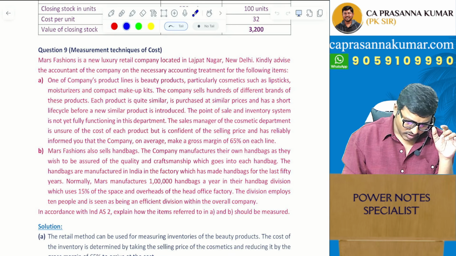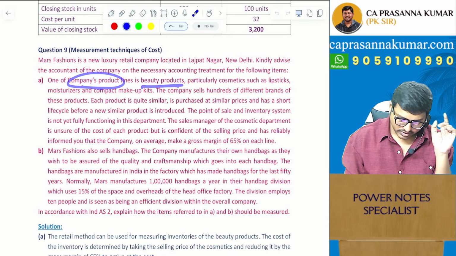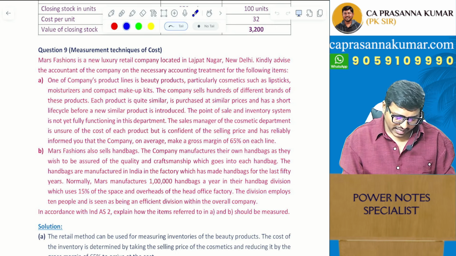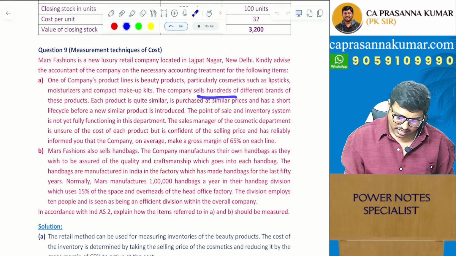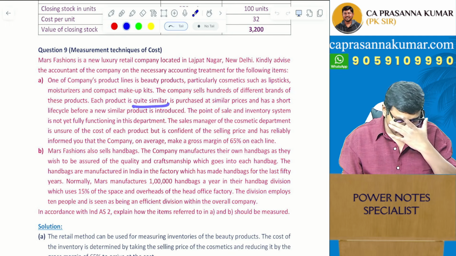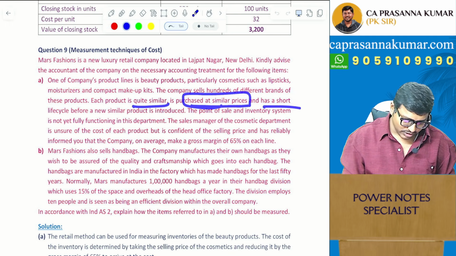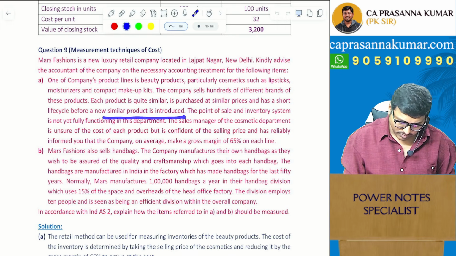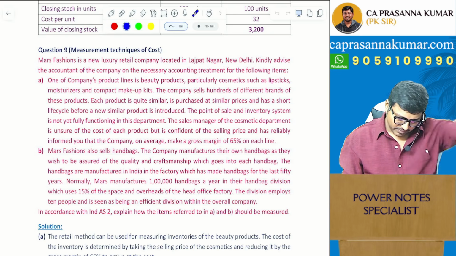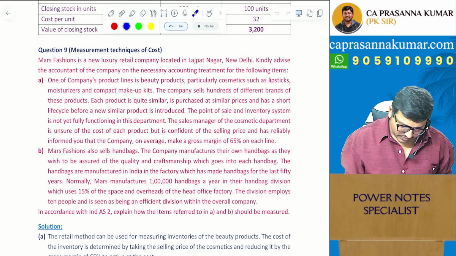One of the company's product lines is beauty products, particularly cosmetics such as lipsticks, moisturizers, compact makeup kits. The company sells hundreds of different brands of these products. Each product is quite similar and is purchased at similar prices and has a short life cycle before a new similar product is introduced. Very, very important. Are you getting it? Right. Okay. Next. And has a short life cycle.